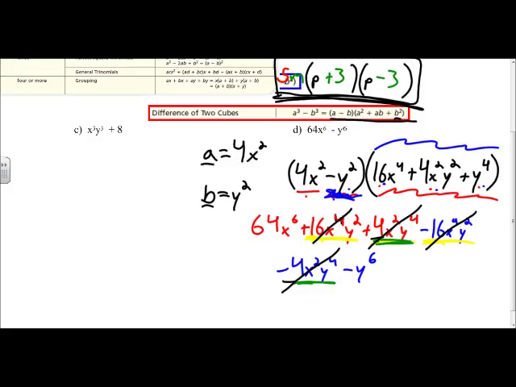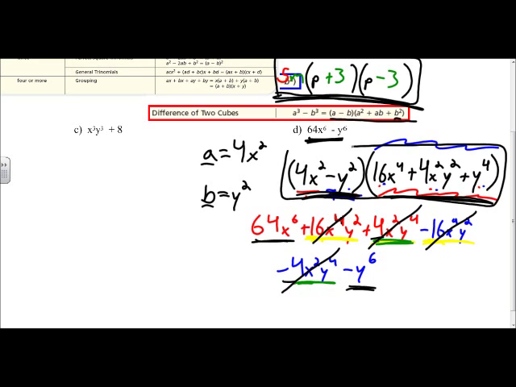And like last time, we're left with just the 64x to the 6th and negative y to the 6th, which is going to be the same as our original expression. So we know then that our binomial factors truly are correct, and this would be our answer.